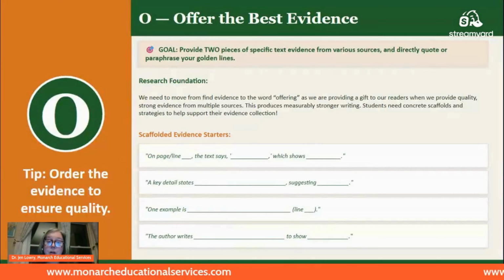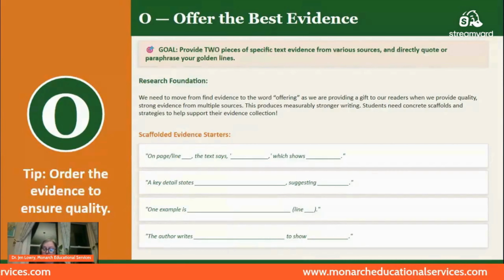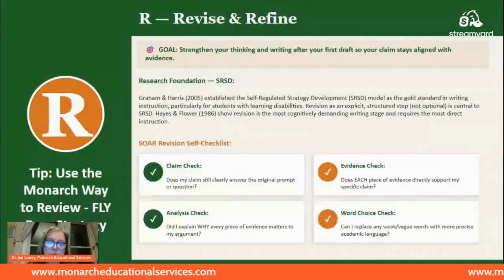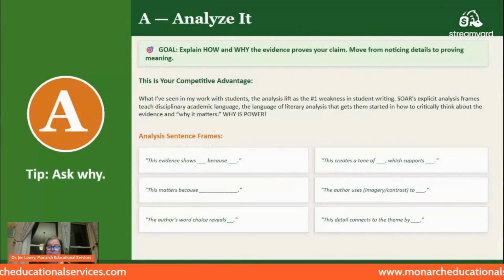SOAR is our Monarch Way framework. Absolutely love this. So, all right, you ready? Okay. So I'm going to go to the next step. Let's go. Okay, and I went too far.